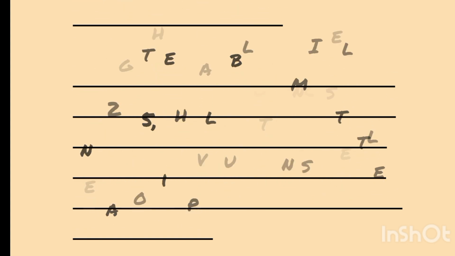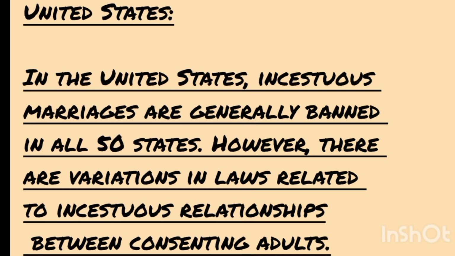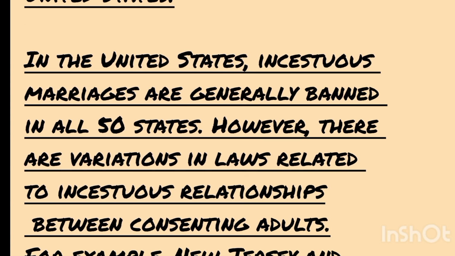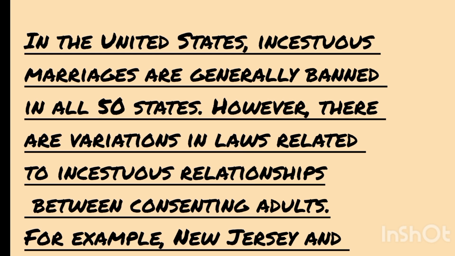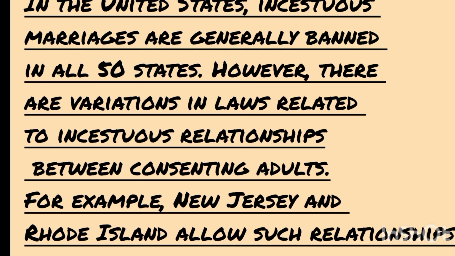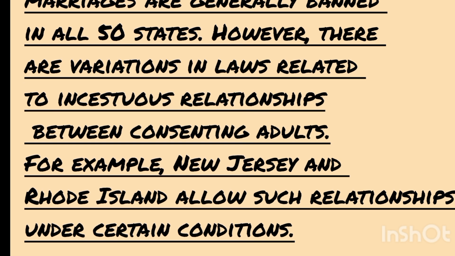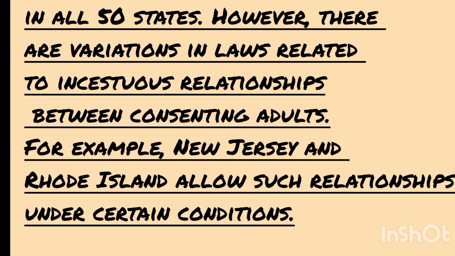In Italy, incest is considered a crime only if it causes a public scandal, suggesting that the legal framework takes into account certain circumstances. However, in the USA, incestuous marriages are generally banned in all 50 states. However, there are variations in laws related to incestuous relationships between consenting adults. For example, New Jersey and Rhode Island allow such relationships under certain conditions. So, we have seen that different countries have different marriage laws.